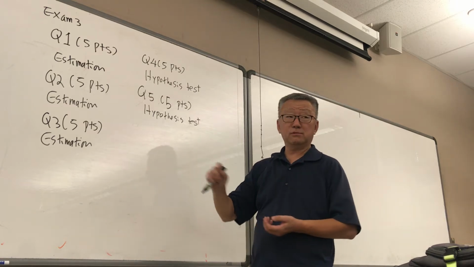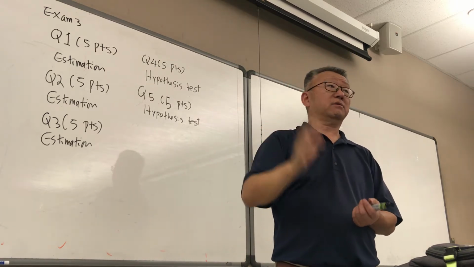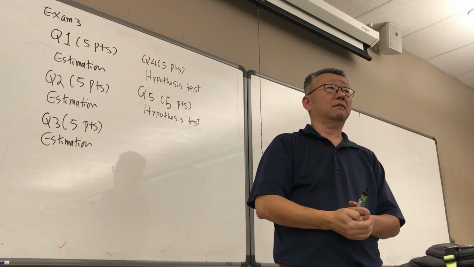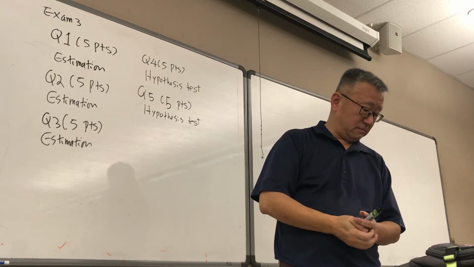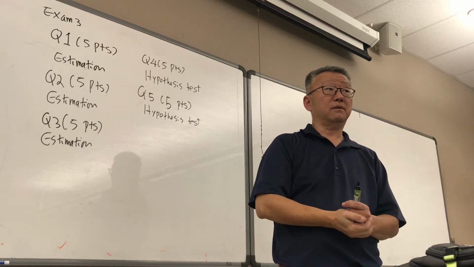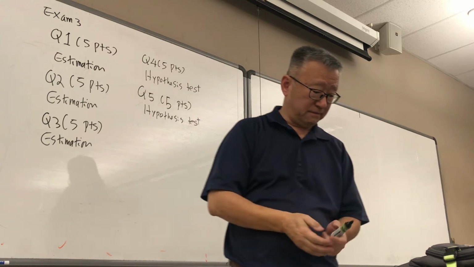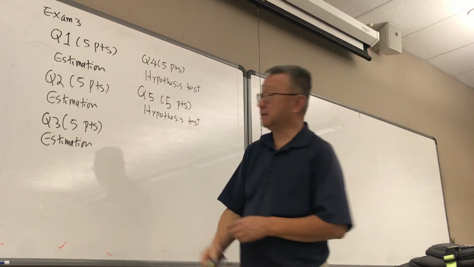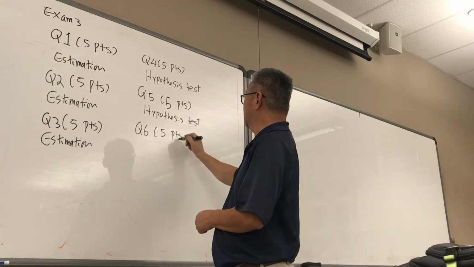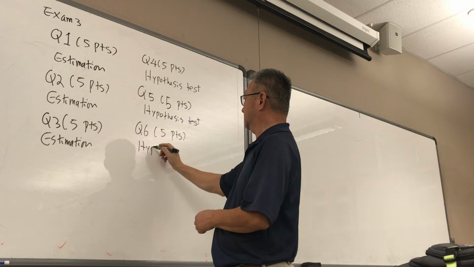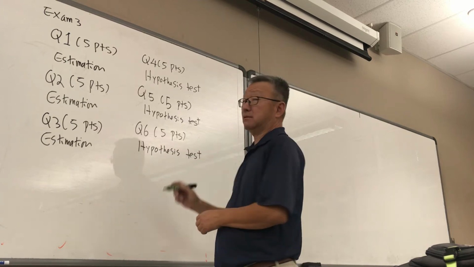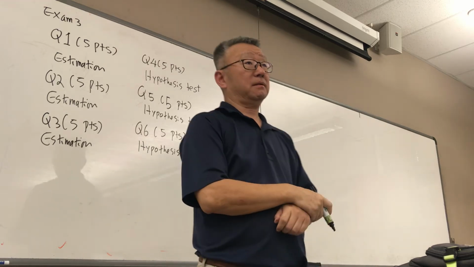Now remember on the test, when you write the conclusions, make sure that you follow the flow chart. That's why I'm asking you to use that. I cannot accept it if you just come up with your own conclusion there, because it's going to be different. And question 6, 5 points, another hypothesis test. So you have 3 out of 4 hypothesis tests there.